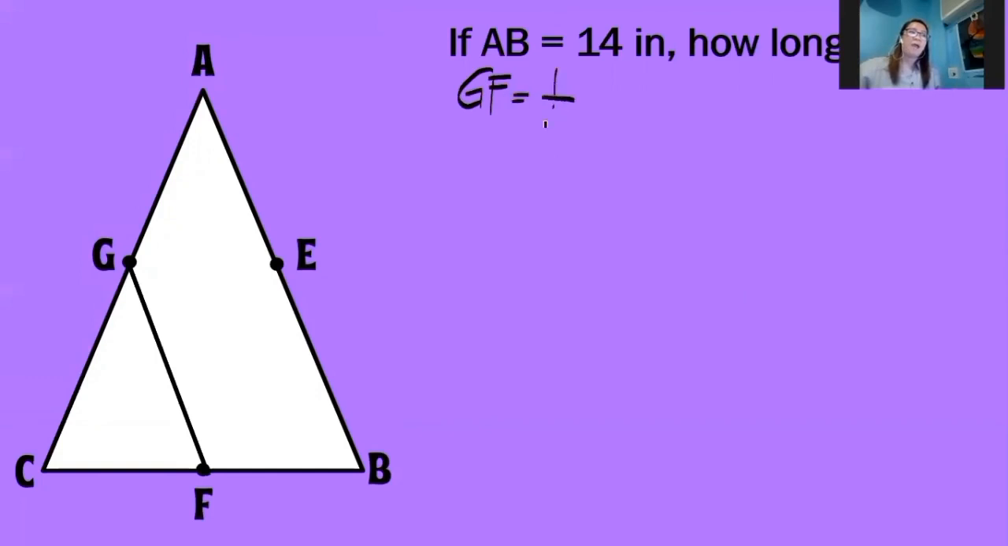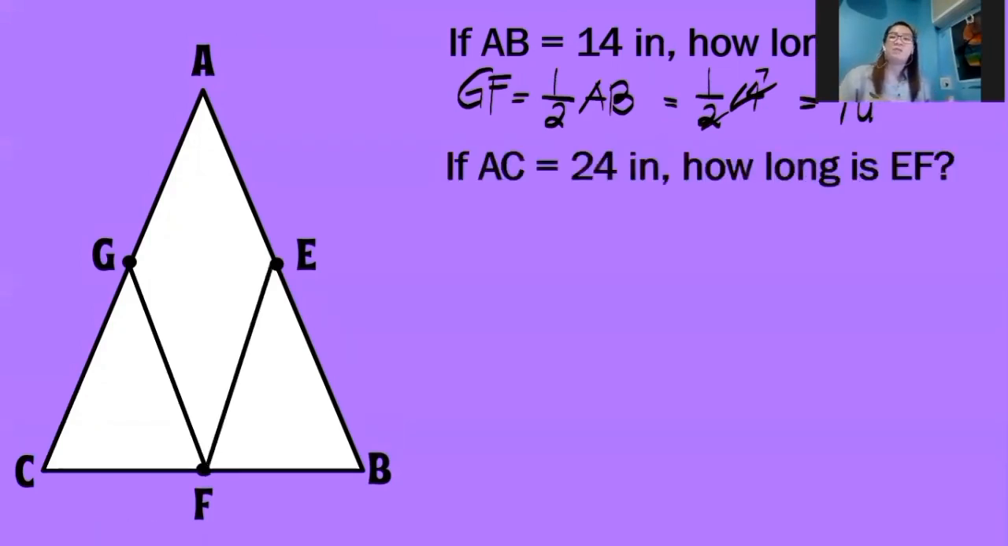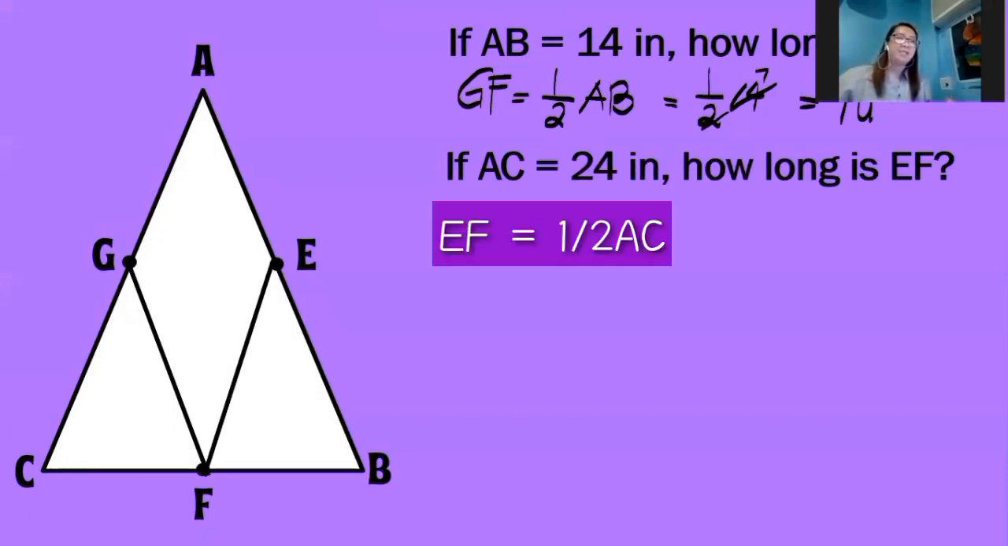Okay? So, it says in the definition that the midline is half as long as the third side. So, we could say here that the formula to find the length of GF is GF is 1/2 the third side, which is AB. So, in order for us to look for the value of GF, 1/2 times the value of AB, which is 14, divide, and you will have GF is equal to 7 units. Okay? Next. If AC is equal to 24 inches long, how long is EF? Same with the definition, EF is 1/2 AC.